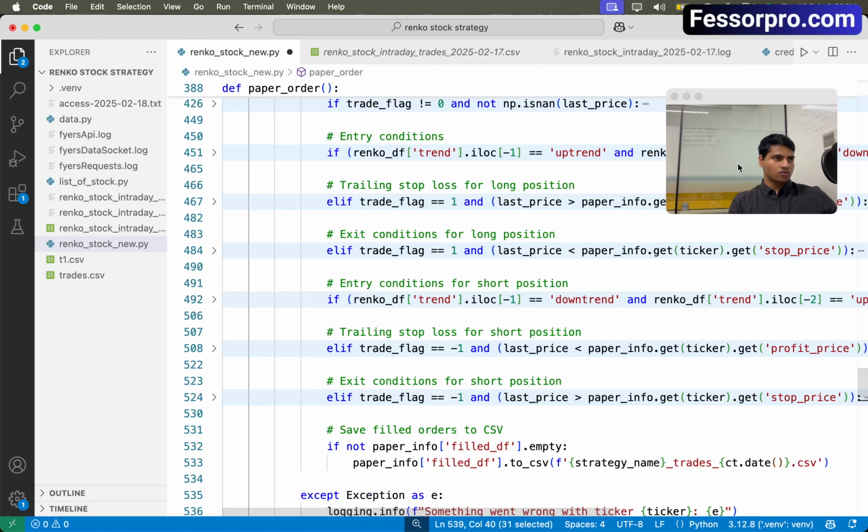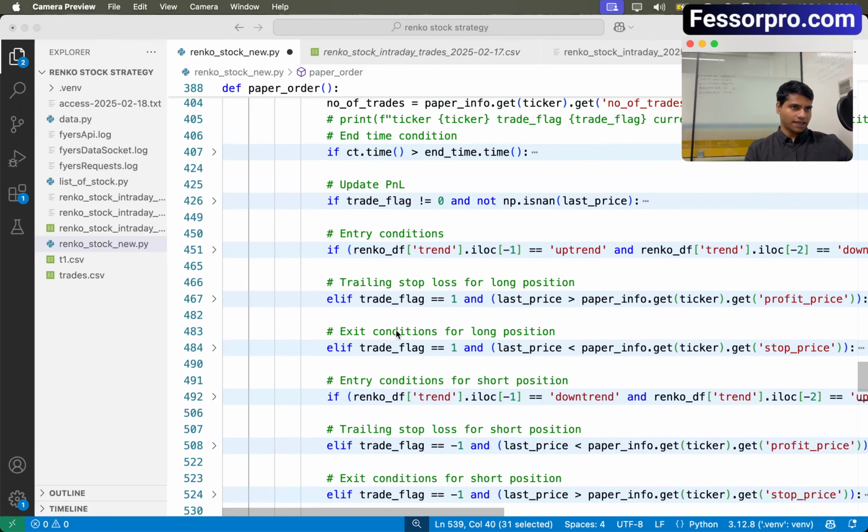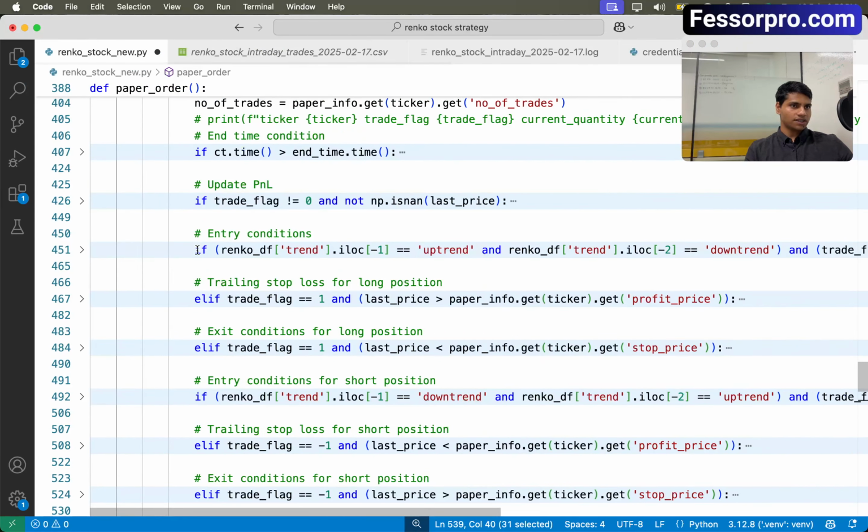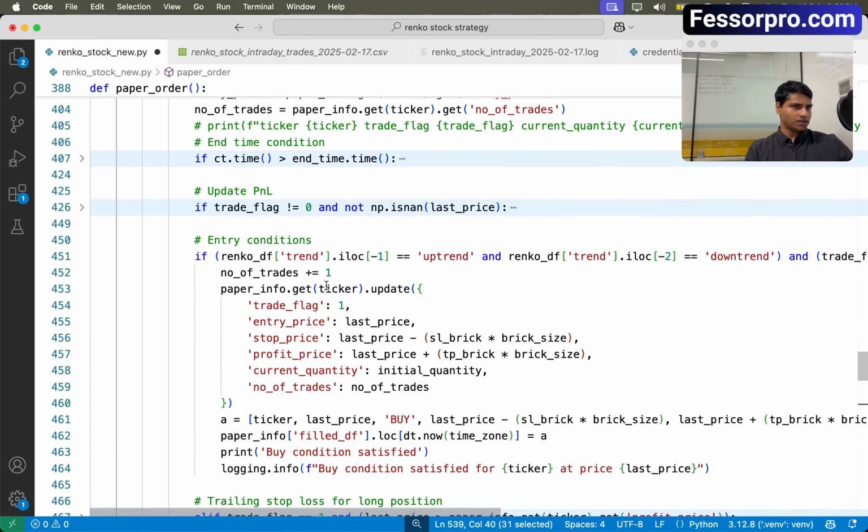Now let's go through the actual entry and exit conditions. So first is my entry condition. So what is my entry condition? My entry condition is that my trend should be uptrend. Now what is my uptrend? My Renko brick should breach the EMA. That is my uptrend. This I've already coded in my candle Renko refresh function, right?